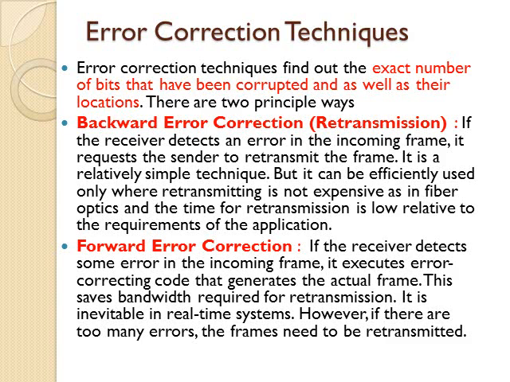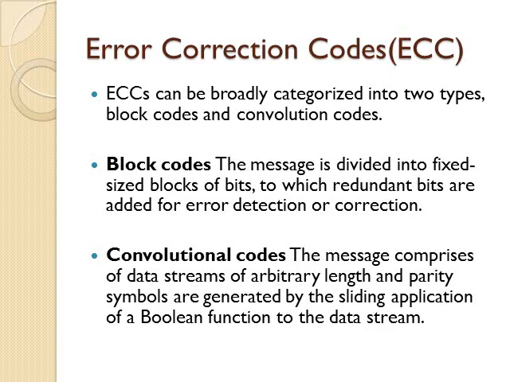In forward error correction techniques, if the receiver detects some errors in the incoming frames, it executes error correcting codes that generate the actual frames. This saves the bandwidth required for retransmission. It is inevitable in real-time systems. However, if there are too many errors, the frames need to be retransmitted.